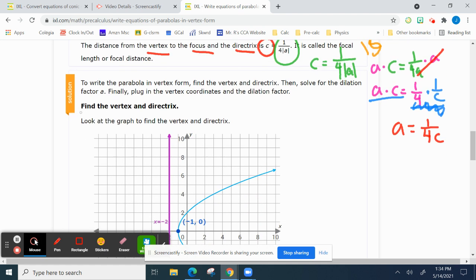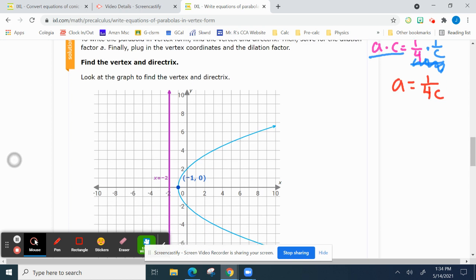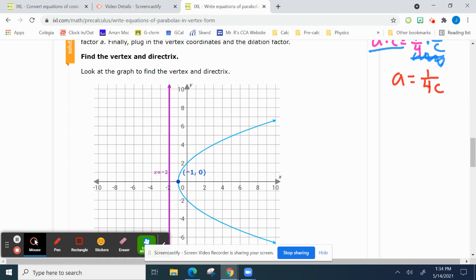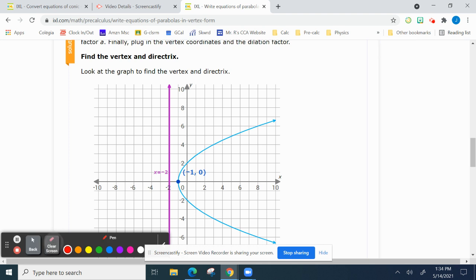Okay, now to write in vertex form, find the vertex and the directrix, then solve for the dilation factor. C is that distance, and you use c to find a, the dilation factor. Okay, so find the vertex and the directrix of this. First of all, we'll clear all that out. Okay, so find the vertex.